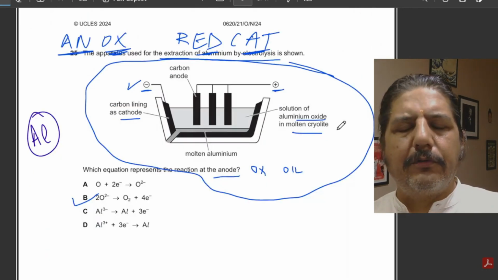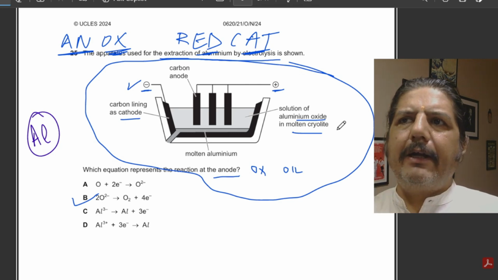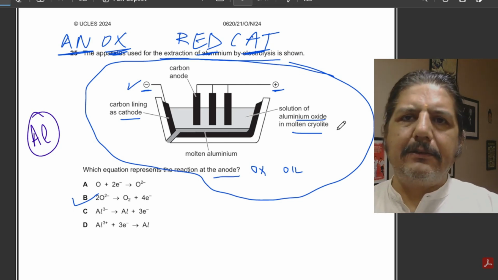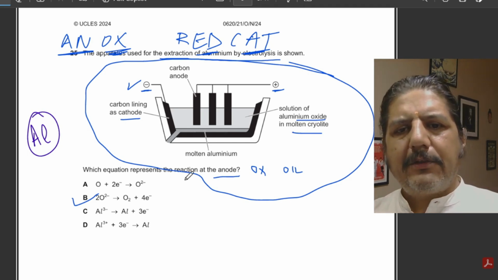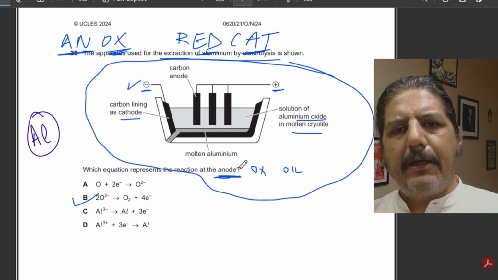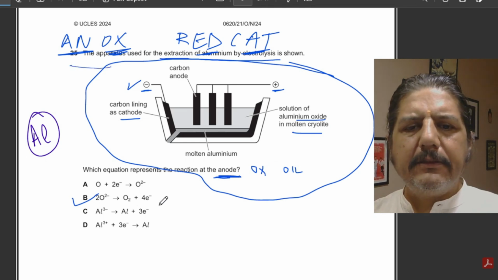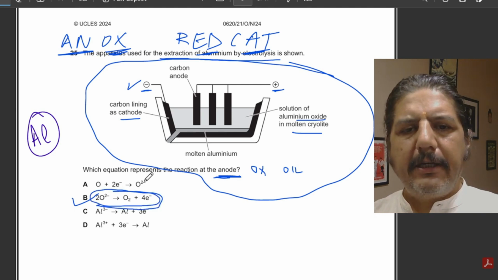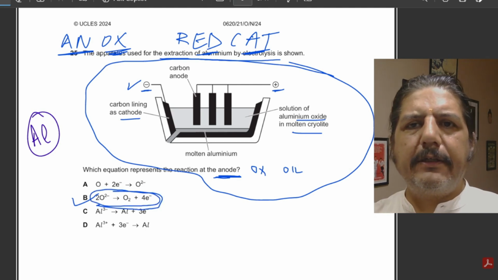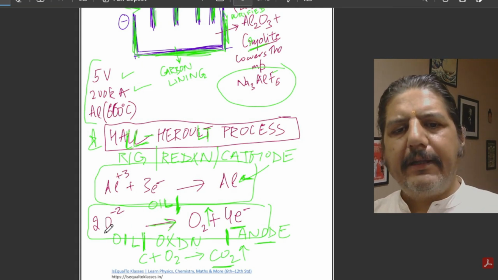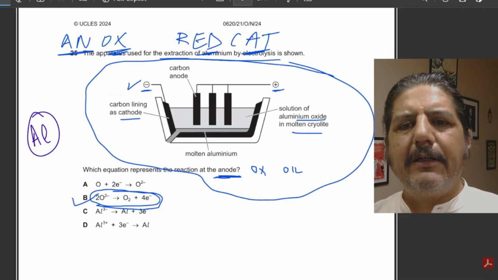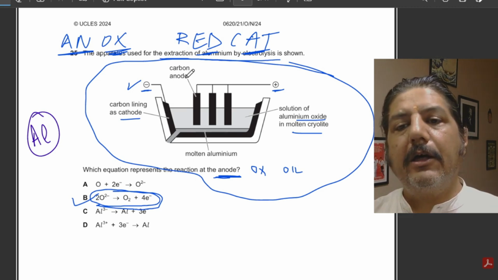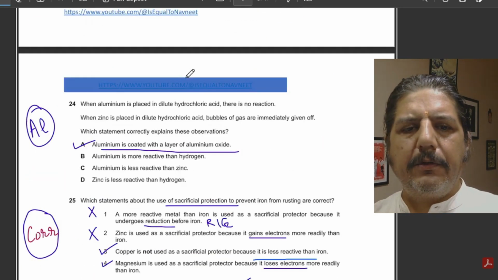Now let's start the questions. What you will find is that only these things are being asked in the exam. We'll be doing questions and you'll understand. So, which equation represents the reaction at the anode? At anode, this is the reaction which happens as we have just done. This is the reaction we just discussed. So, oxygen is released, and this oxygen which is released reacts with the carbon anode.